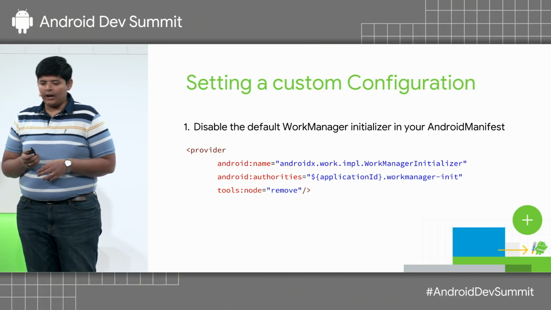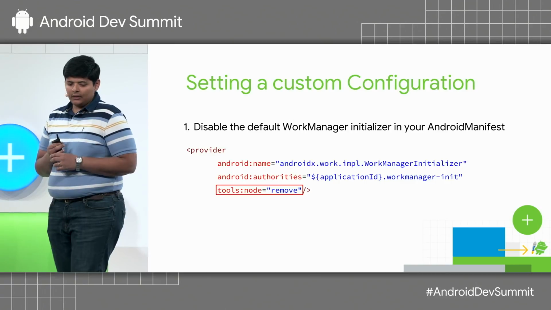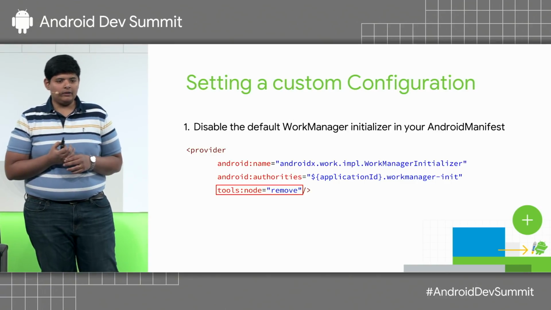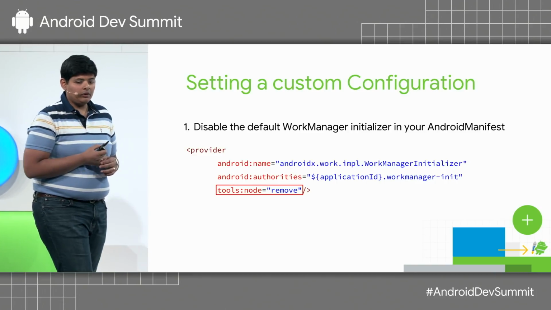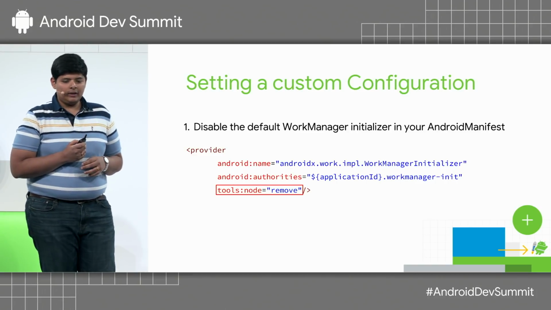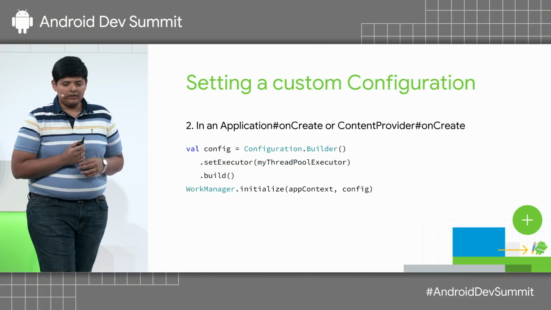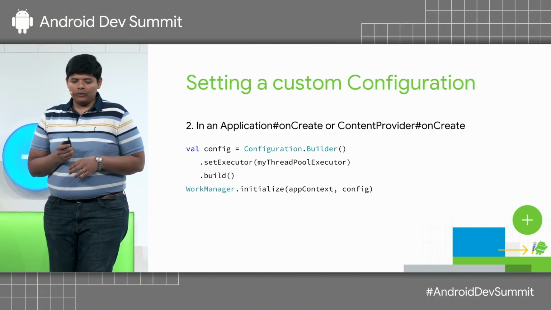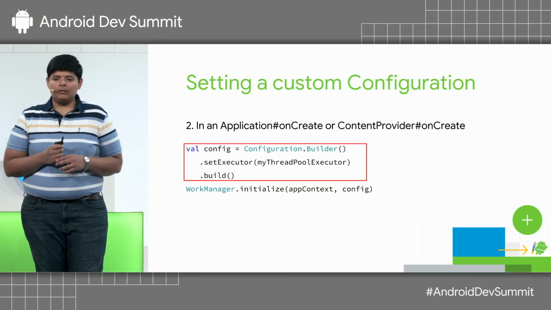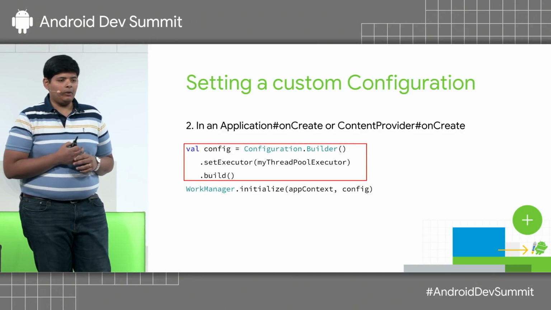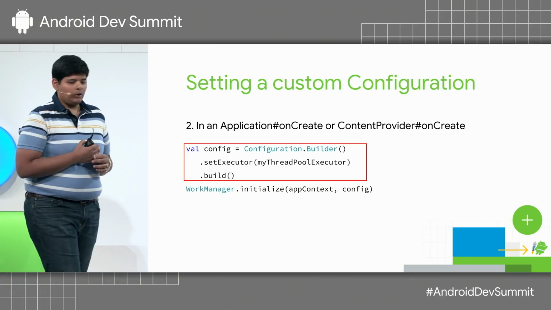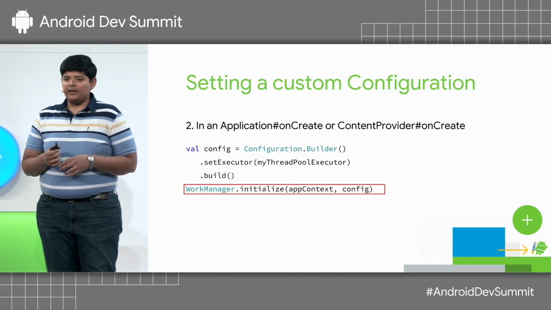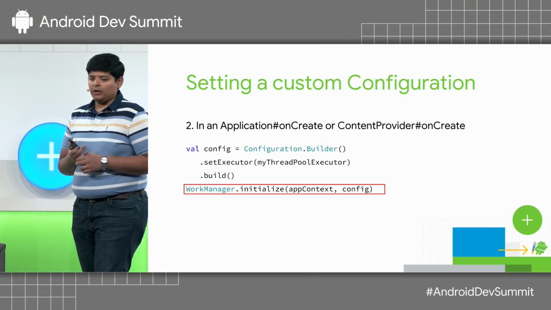So for that, you have to add this entry to your manifest, and note the tools:node="remove". That means you're removing this. You don't want this entry to get merged. So now that you've disabled the default WorkManager initializer, the next step is to actually create a new instance of Configuration. So here, I'm using the Configuration builder, and I'm overriding it to specify my own custom executor. So now that I've done that, I can just call WorkManager.initialize. I specify the application context and the configuration, and I'm done.